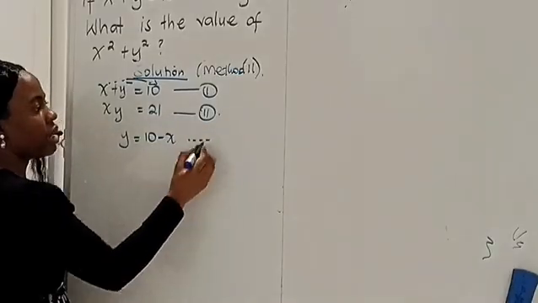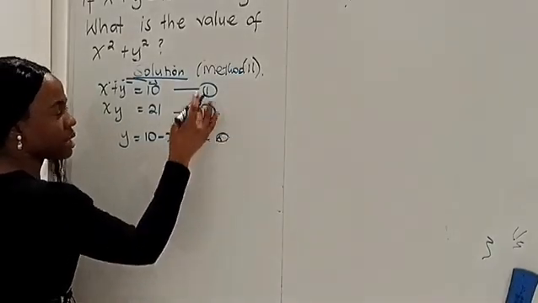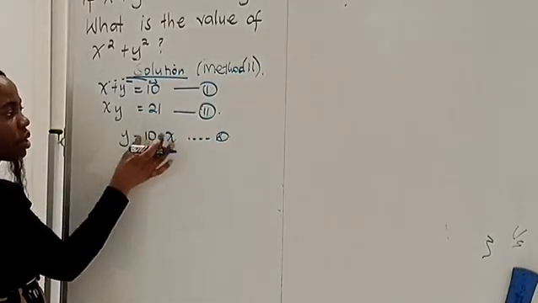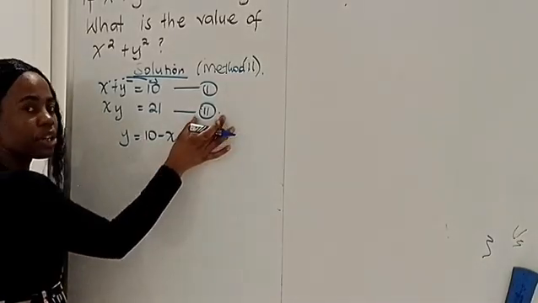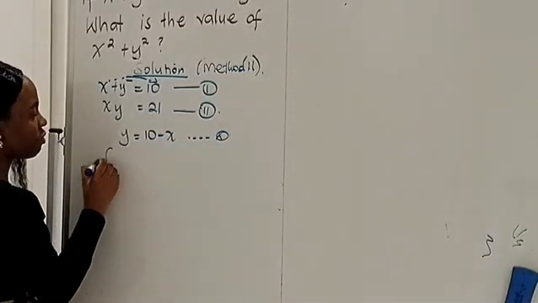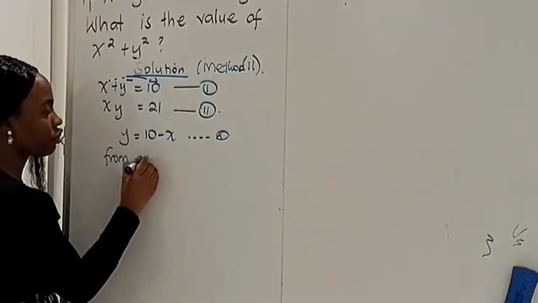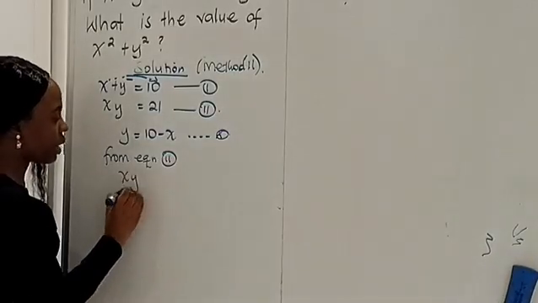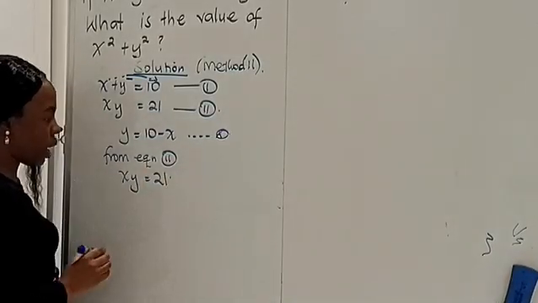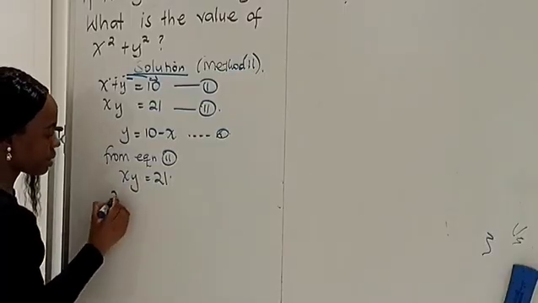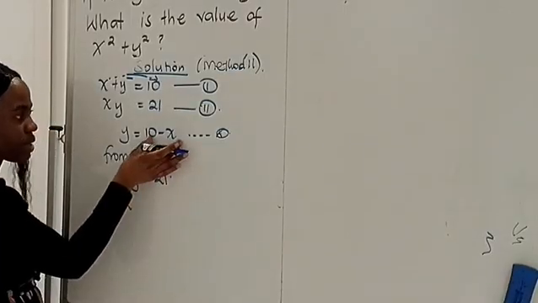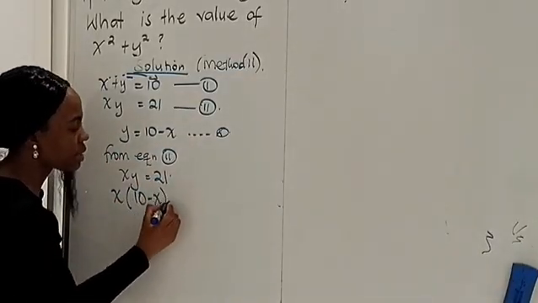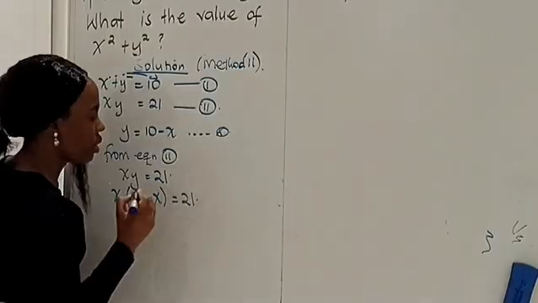So this is a newly formed equation. It's the same. So after, you're going to replace y with 10 minus x in equation 2. So I will have from equation 2, which is xy equaling to 21. I have my x here, open brackets, what's y? Your y is 10 minus x, and this is equal to 21.